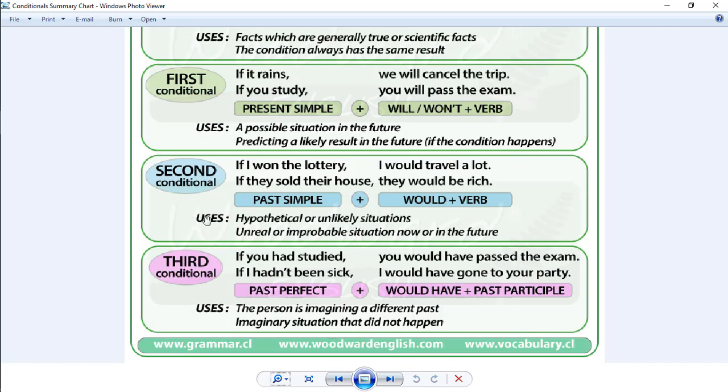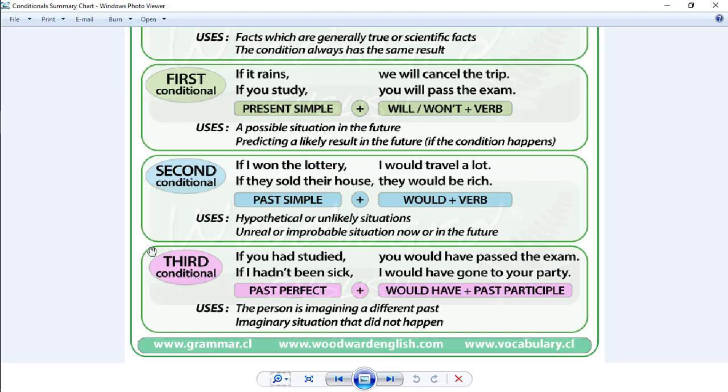Now look, then we have the second conditional right here. It's for unlikely situations, unreal, improbable, now or in the future. If I won the lottery, I would travel a lot. If they sold their house, they would be rich. Yeah. So right here, unlikely or hypothetical and improbable situations.